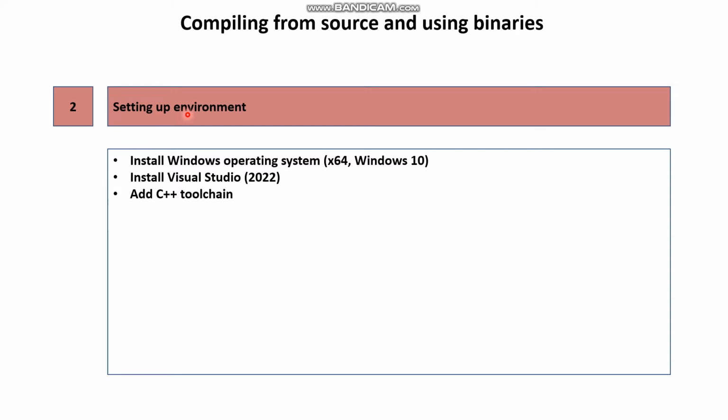Setting up an environment essentially means installing an operating system, installing an integrated development environment, and letting that integrated development environment use a specific C++ toolchain. So we will assume that you've already installed the Windows operating system with the system type being x64, the 64-bit version, Windows 10.